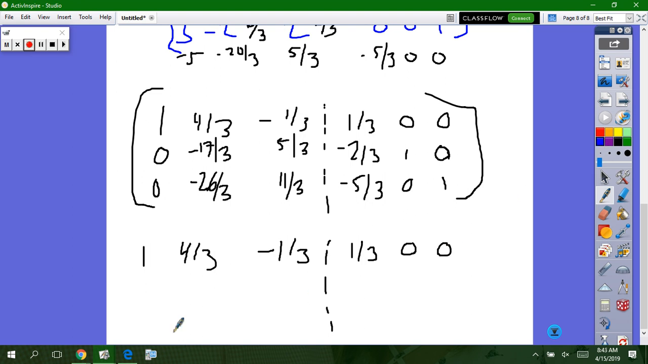Okay, now I'm going to times everything by negative 3/17. So that's still 0. That becomes 1. So let's do negative 3/17. So the 3's cancel out, so that's negative 5/17. Negative 3/17. So that right there becomes 2/17. Negative 3/17, 0.